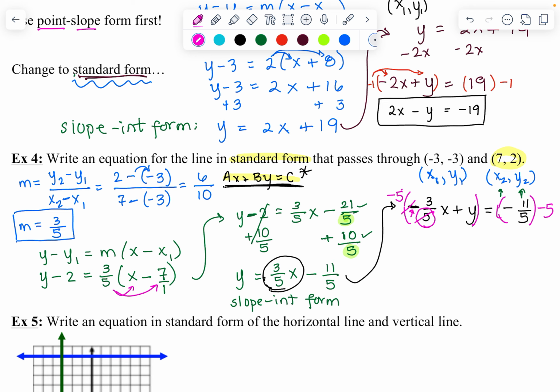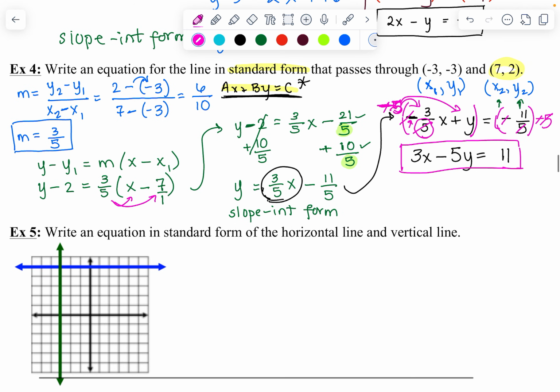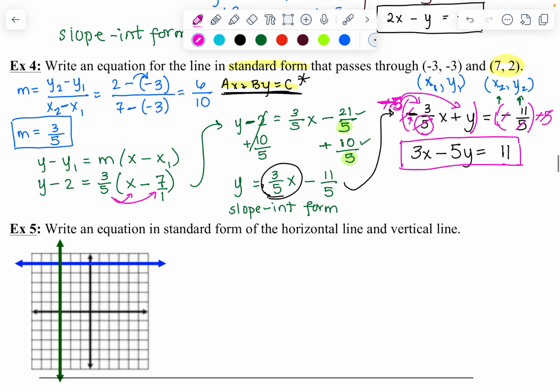So the negative 5's cancel here, but then when I take that negative 5 and distribute it to my y, I get a negative 5y. So I'm looking at a positive 3x minus 5y is equal to positive 11. Remember, over here, your 5's cancel, your negatives cancel, because negative times a negative is a positive. Positive times 11 is a positive 11. And voila, there you have it, your standard form. If you need to pause, rewind, feel free to do so.